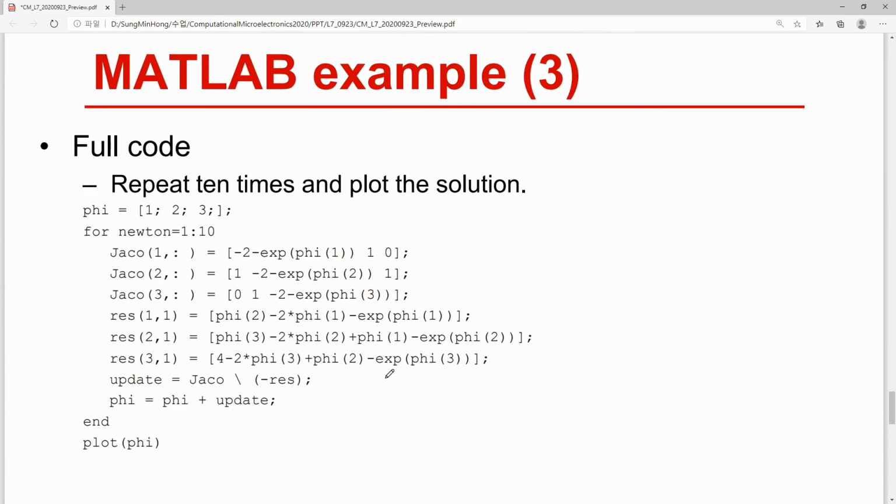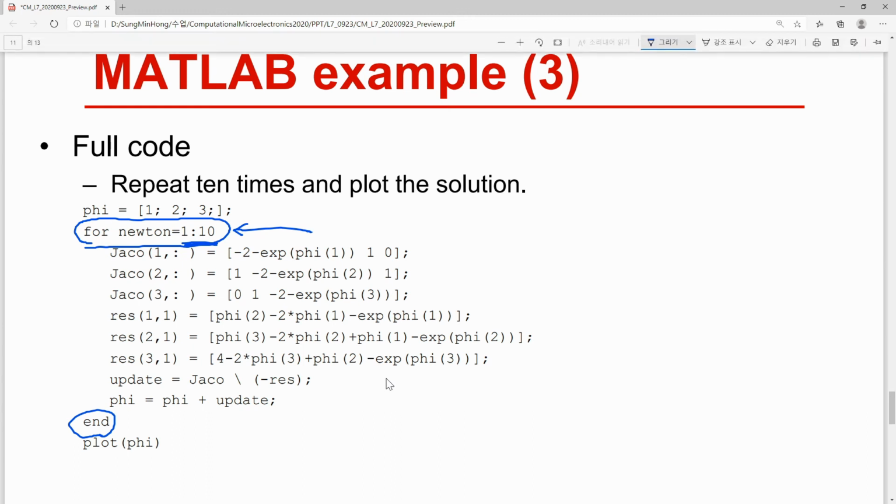So the full code is here. The only difference is that now you have introduced a for loop. This is just a 10-times for loop. A more sophisticated or more advanced implementation will have a certain criterion to stop this loop. Whenever you are quite close to the real solution, you don't have to waste your time. But in this trivial example, we just run a sufficient number of Newton iterations. After that, we get the solution.